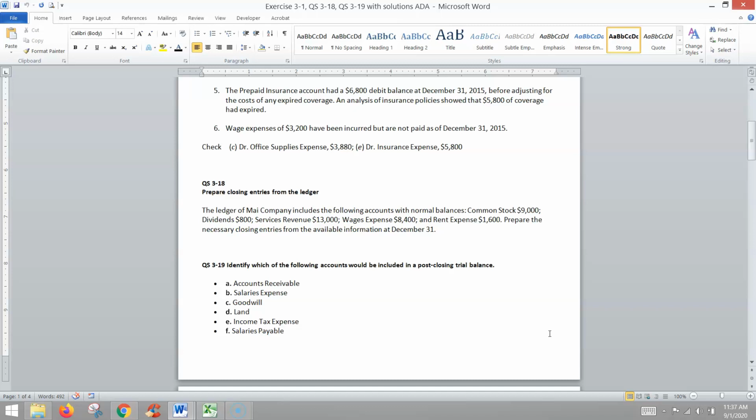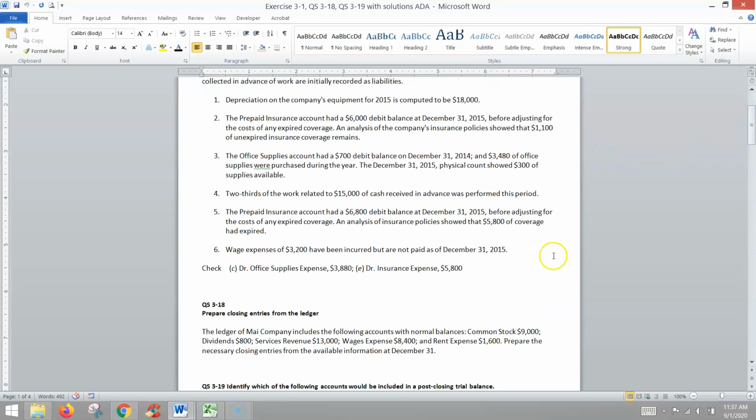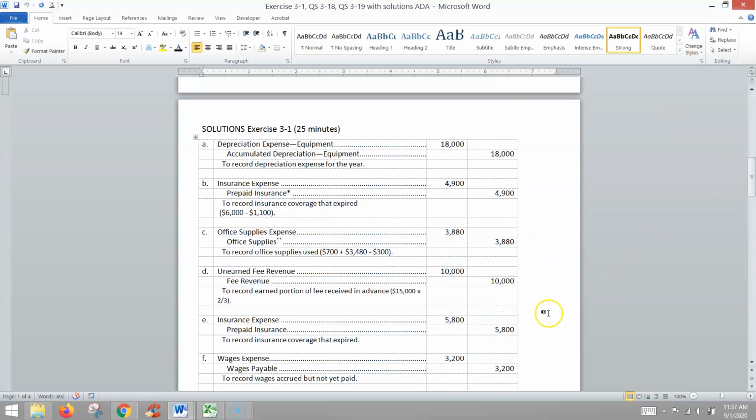Number 5, the prepaid insurance account had a $6,800 debit balance at December 31st, 2015, before adjusting for the cost of any expired coverage. So again, we've paid that much in advance. An analysis of insurance policies shows that $5,800 of coverage had expired. So this is worded differently than what we saw in 2. This one is telling us the amount that has been used up, the amount that has expired. So that's the amount that we're going to record to the expense. So we're going to debit insurance expense, $5,800, and we're going to credit prepaid insurance, $5,800.